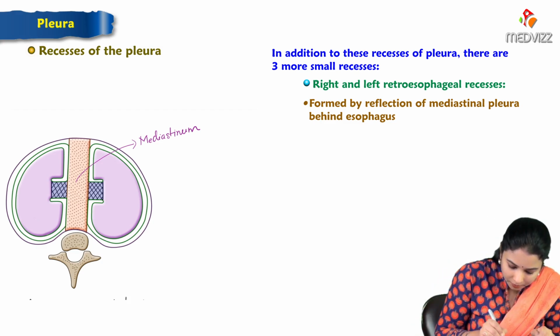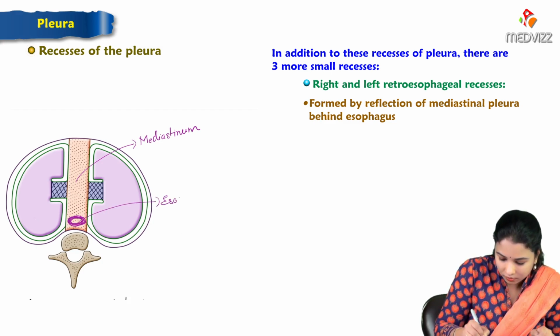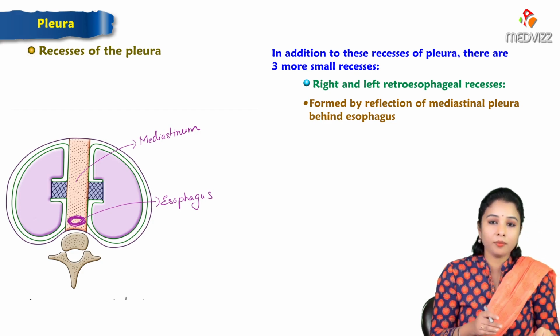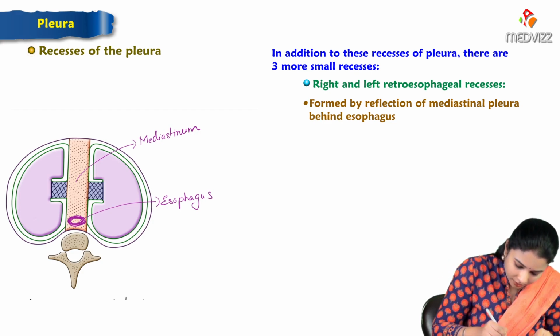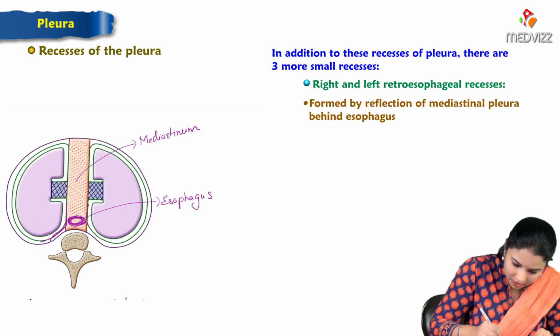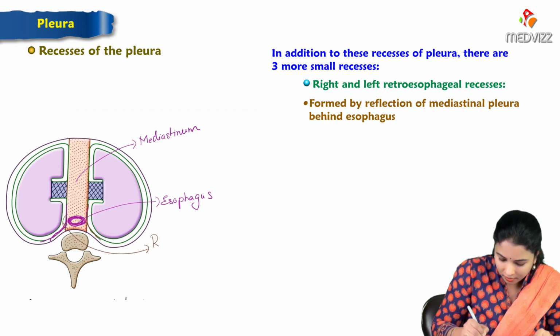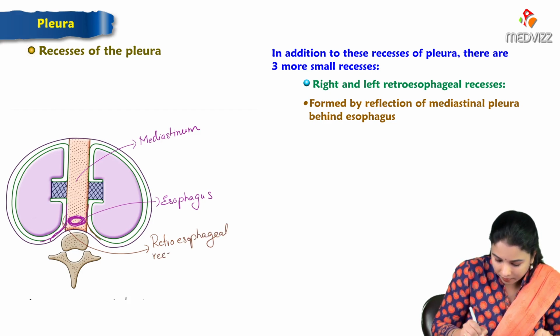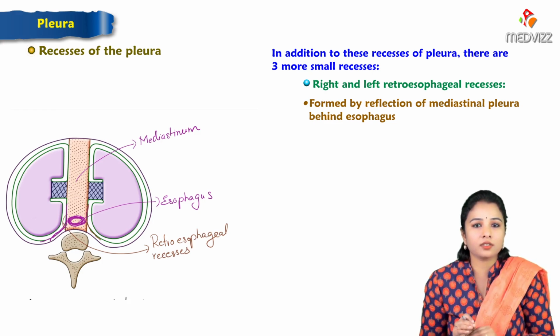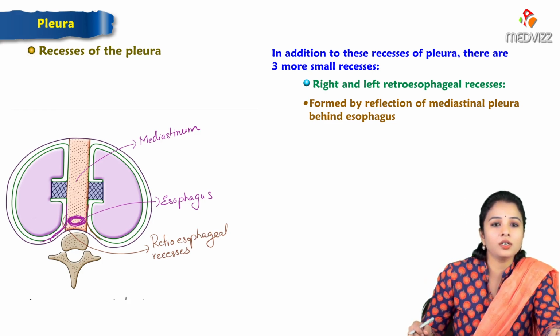So here is the esophagus in the mediastinum. We can see, I'll just draw a line over it. We can see the mediastinal pleura reflects over the lungs on each side. So this reflection is called the retroesophageal recess. It is called the retroesophageal recess.